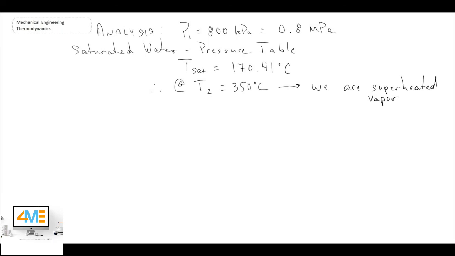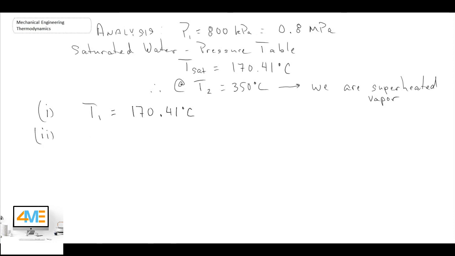Okay, so the first question asked us to determine the initial temperature T1. Well, we just obtained that by getting the saturation temperature. So we can write T1 equals 170.41 degrees Celsius. Now the second thing they want us to determine is the total mass of the system.